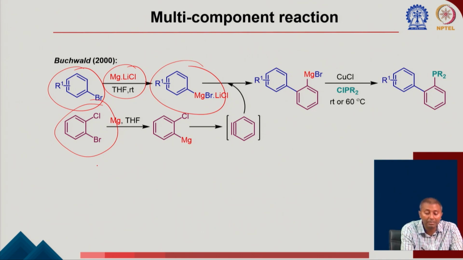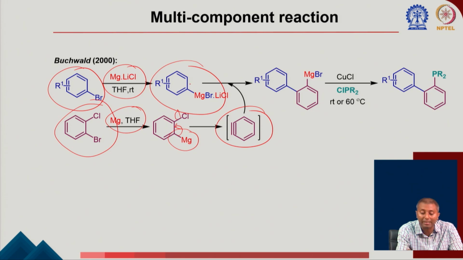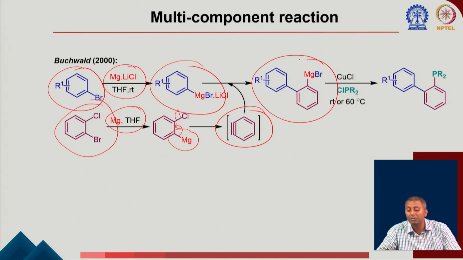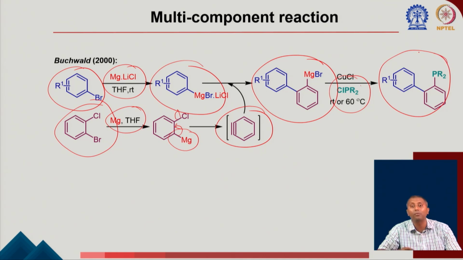So what is happening, you have a corresponding magnesium, so it is going to form the Grignard. Now you have a chlorine as a leaving group, so it is going to participate in an elimination to form this corresponding benzyne, which will be attacked by this Grignard reagent to form this sort of species. And in place of the copper chloride and this ClPr2, it is going to install the phosphine. So that's how a lot of this Buchwald ligand was synthesized, which was used in cross coupling reactions.